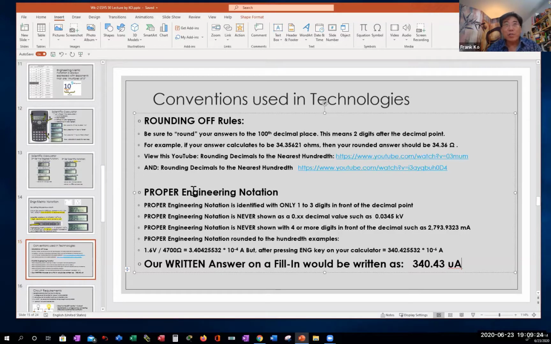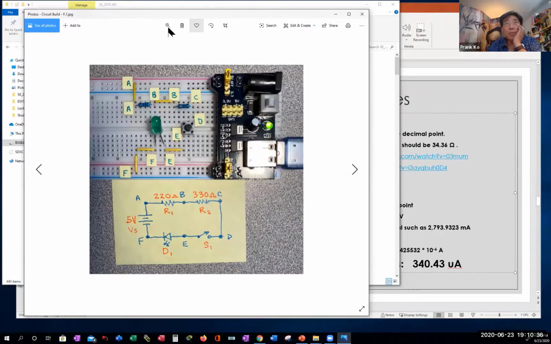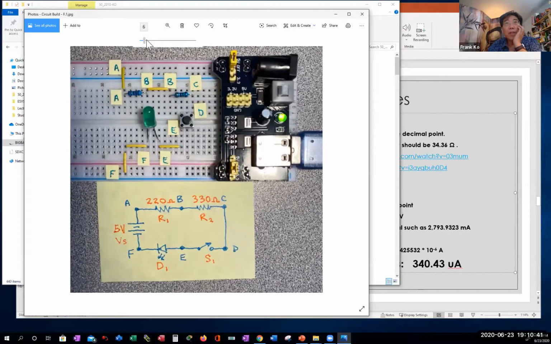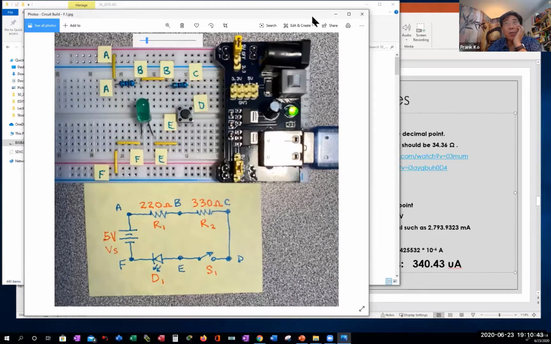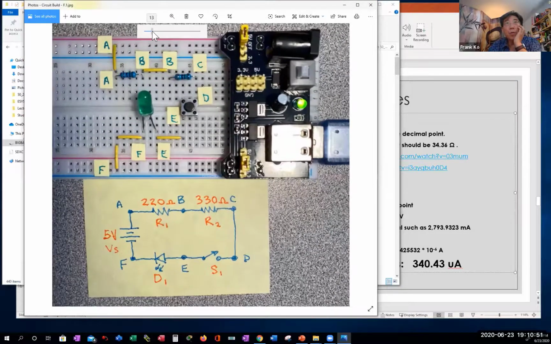Okay, I'm going to give you a sneak preview. There is circuit build F. Make that as big as I can for you and magnify it here. Can you all see the circuit on the screen? Give me a thumbs up if you can see the circuit.